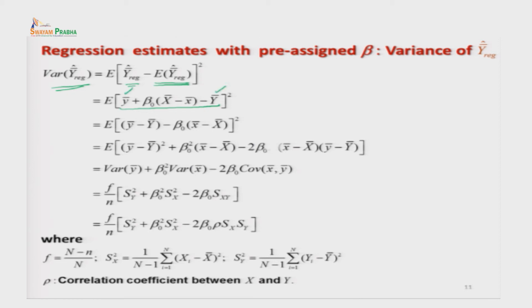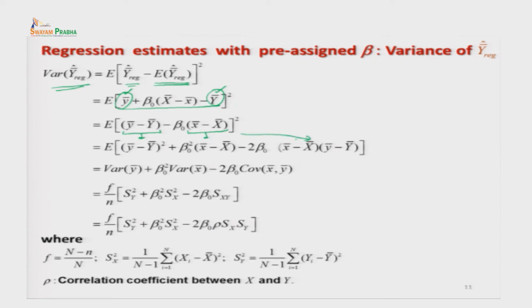Now you try to combine these two together. So this will become here small y bar minus capital Y bar minus beta 0 small x bar minus capital X bar whole square. Now you try to open it. So this is the first term, this is the second term, and this is the cross product term.